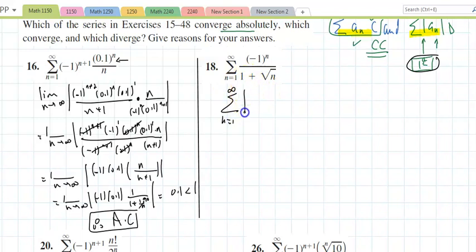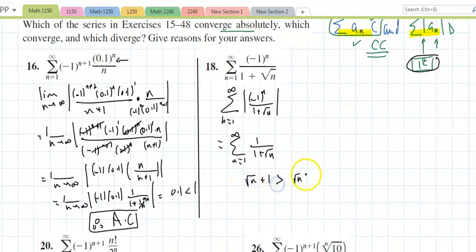If I apply the absolute value on this, this will be the series n equals 1 to infinity of 1 over 1 plus radical n. And let's see how this works. If I take the square root of n plus 1 and radical n, obviously this is bigger. If I put 1 over, this switches. But that right there is n to the 1/2, which diverges, so that's useless. The comparison test wouldn't work.